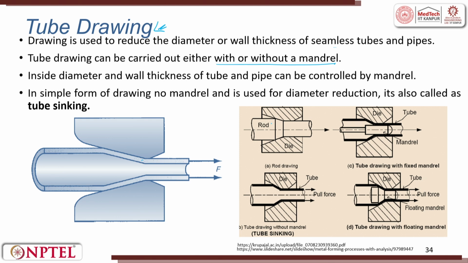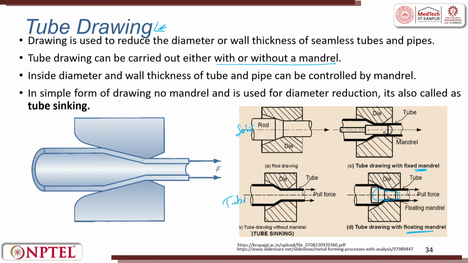So, this is a rod. So, there is a die. Now what you do is you put a mandrel and then you try to make it as a tube. Tube drawing with fixed mandrel: here it is a solid cross section. You put a mandrel and then you create the tube like structure. The other one is you start with a tube like structure and then you try to reduce. The last one is going to be a floating mandrel. The floating mandrel is used for making long tubes. So, rod, tube drawing with fixed mandrel, tube drawing without mandrel, tube drawing with floating mandrel.